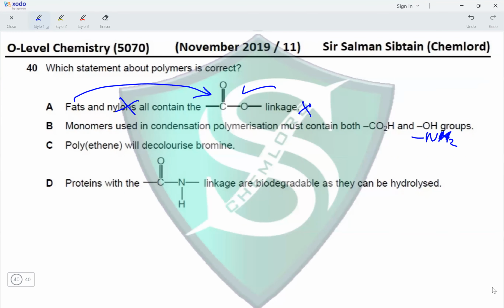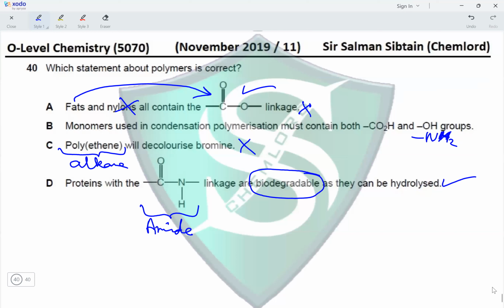Polyethene will decolorize bromine. No, polyethene has all single bonds present. Polyethene is an alkane. It is not an alkene. It was formed from an alkene, so it will not decolorize bromine water. Proteins with CONH linkage, the amide linkage, are biodegradable as they can be hydrolyzed. So proteins can be hydrolyzed and they are biodegradable, meaning they are broken down by the action of microorganisms. So statement D has all the correct information in it, making D the correct option for this question.